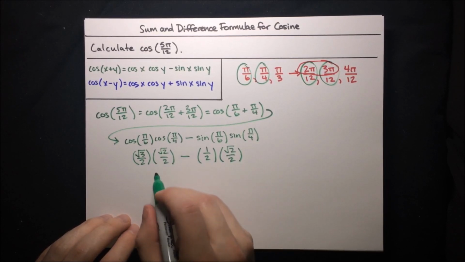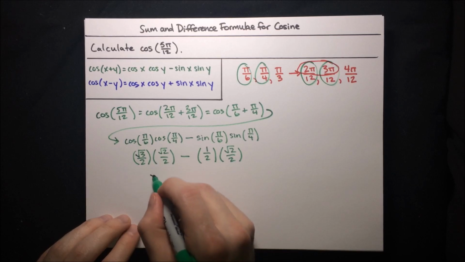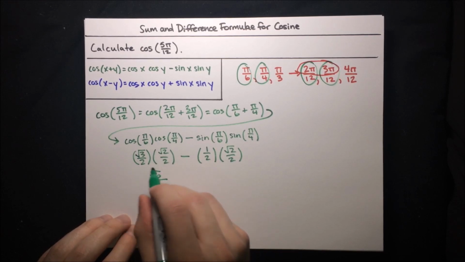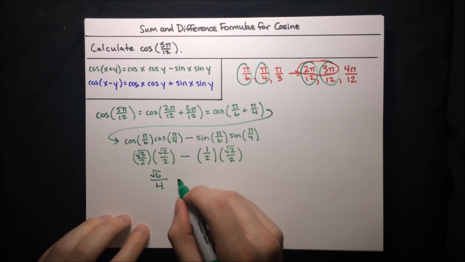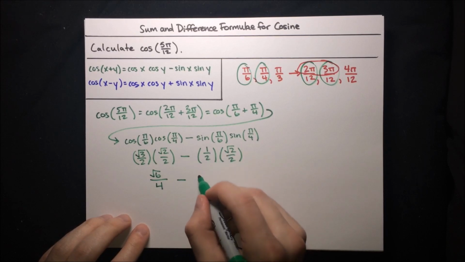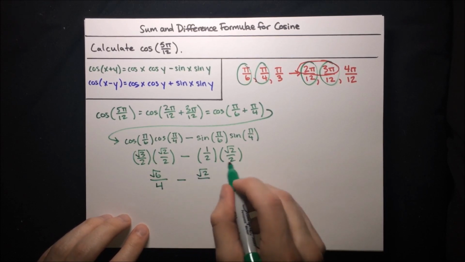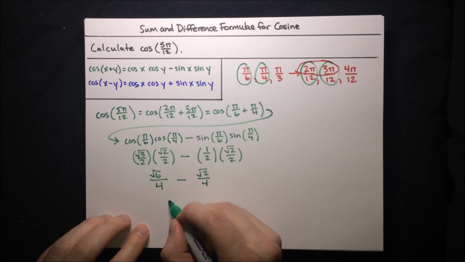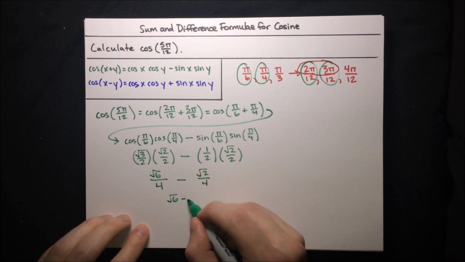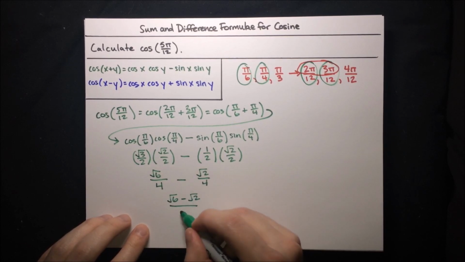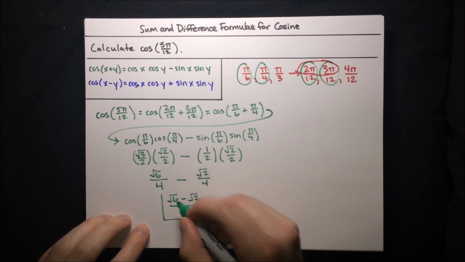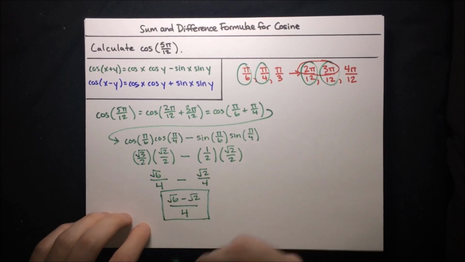Let's go ahead and multiply this out. Root 3 times root 2 is root 6. 2 times 2 is 4. And then minus 1 times root 2 is root 2. Again, 2 times 2 is 4. So just root 6 minus root 2 over 4. And there we go. That is our result.